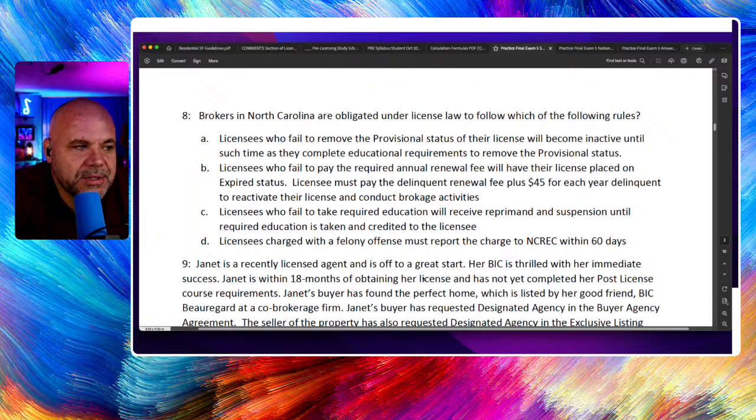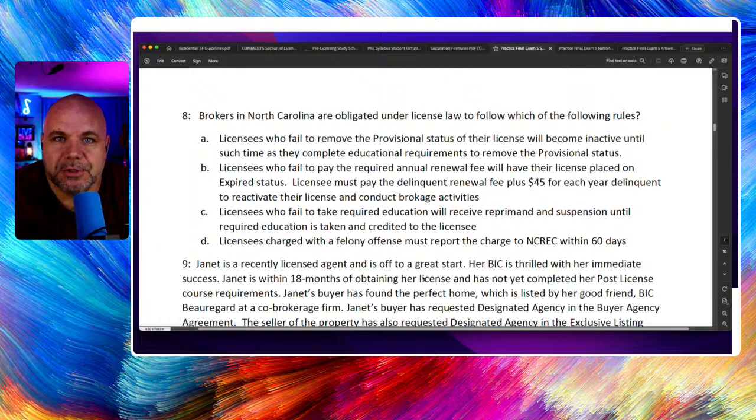And then licensees charged with a felony offense must report the charge to the Real Estate Commission within 60 days. It's looking pretty strong. Some of you might have fallen for this one, but they were even really tricky, and they used a C word. They used charged, and what we're looking for is conviction. The thing that must be reported to the commission within 60 days is a conviction, but that is not what a charge is. A charge is just an accusation or charge. They've been arrested.